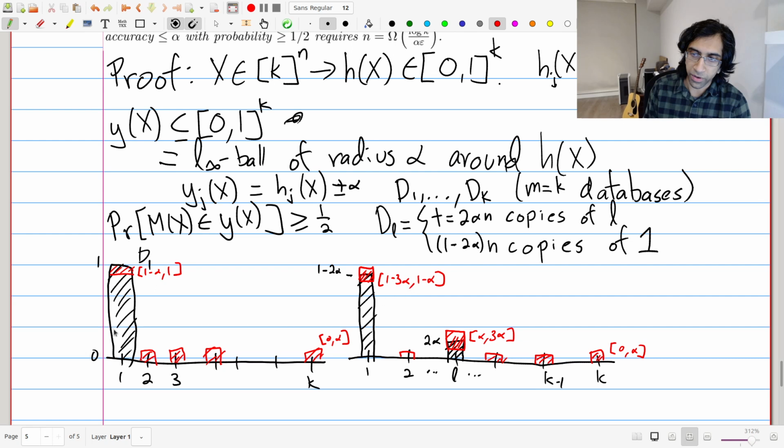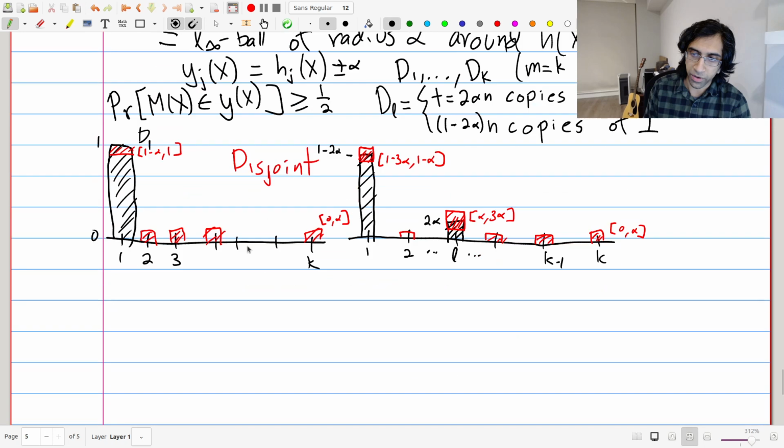In particular, you can't choose a value which is simultaneously in all of the red regions for both this and this at the same time. So this is what we wanted to show, that the sets are going to be disjoint. Let me state that a little more. If we let YL equal Y of DL, then by the argument we saw here, the YLs are disjoint.